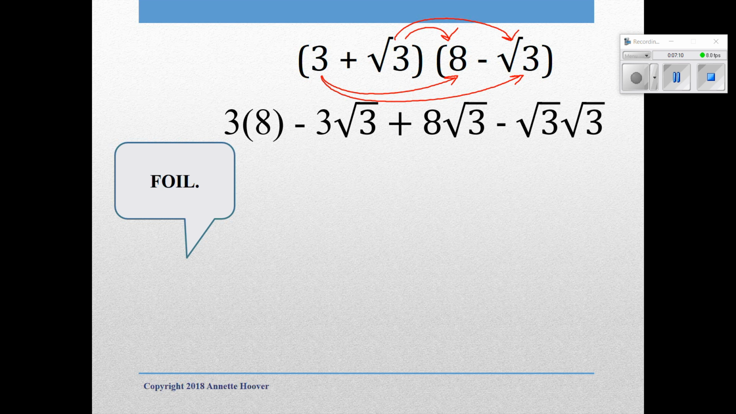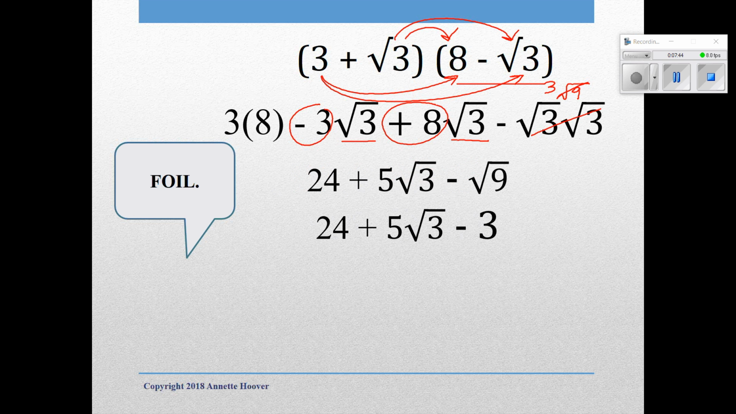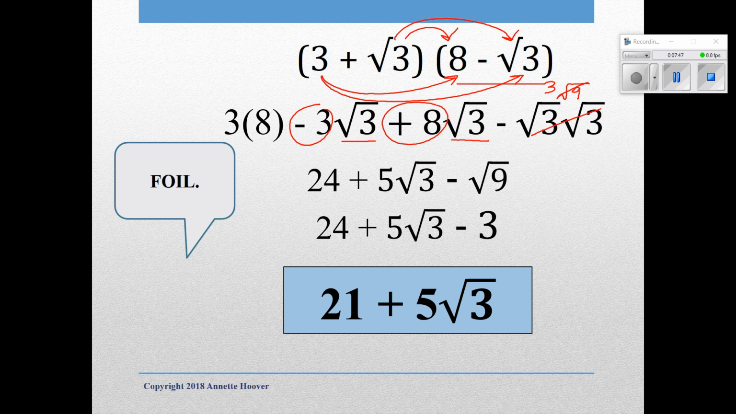Now let's see what we can do to simplify. 3 times 8 is 24, so I can simplify that. Here we have like terms, so I can do the positive 8 plus the positive 3, which is a positive 5 root 3. Here's my 24 for the first term. That was a positive. And then the square root of 3 times the square root of 3 is the square root of 9. And we know that the square root of 9 is 3, so we have minus 3. Now we can do 24 minus 3, which is going to result in 21, plus 5 root 3.